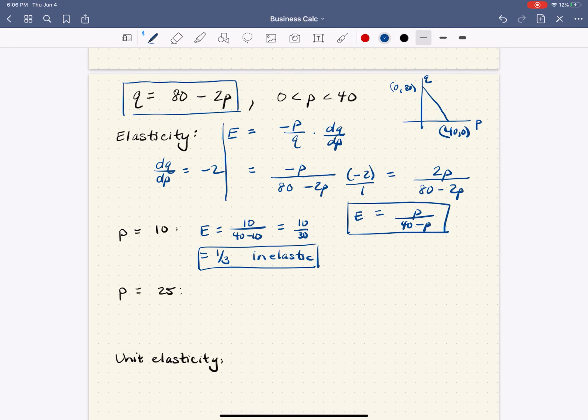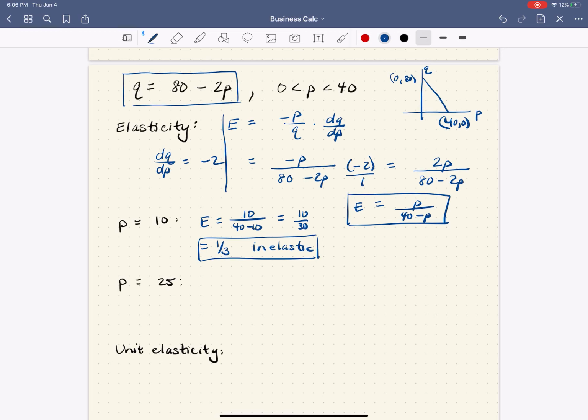What about a price point of 25? What if we want to raise the price to 25? Well, the elasticity equation tells me that if I do that, I'm going to get 25 over 40 minus 25, which is 25 over 15, which is 5/3. Now, we could write that as 1.666666, whatever, but all we need to know is that it is greater than 1. So that means this is elastic.